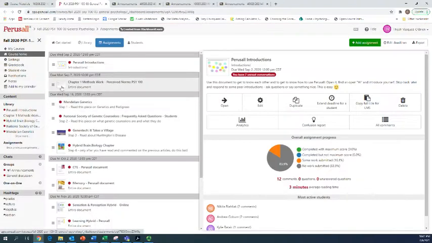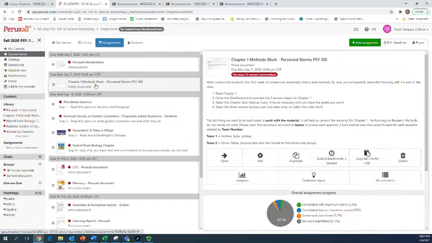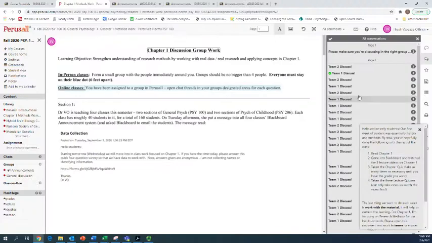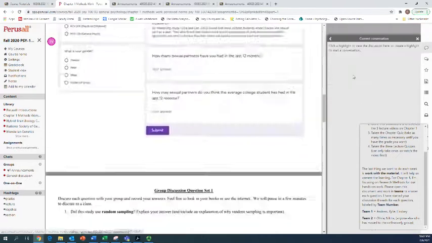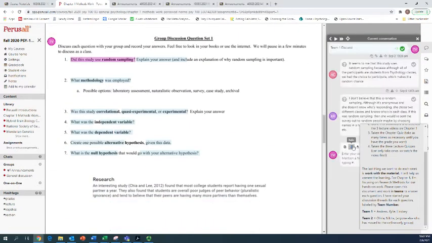so they could come to Perusal, for example, and if it was chapter 1 and we were working through research methods, I created a written document for the hybrid activities. They could come in here and they could interact with the material. And I often put them into teams so that they could work together to sort of have a discussion and explain the material to each other.